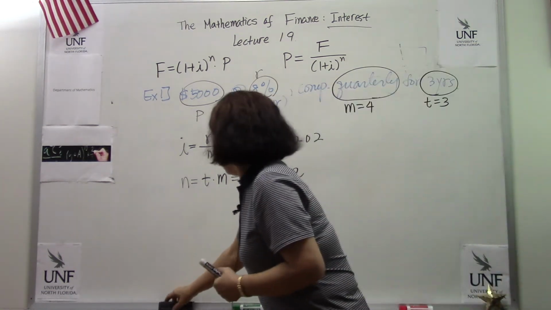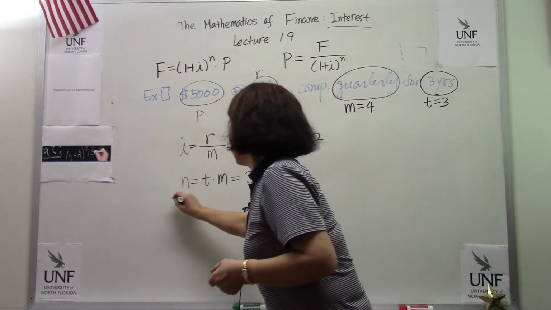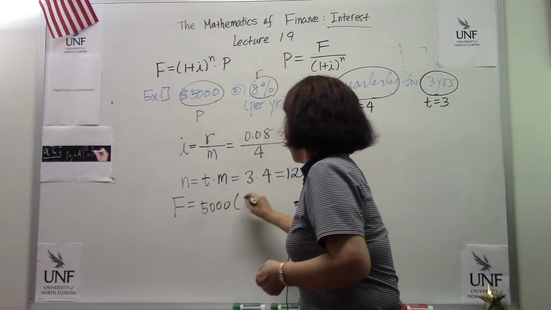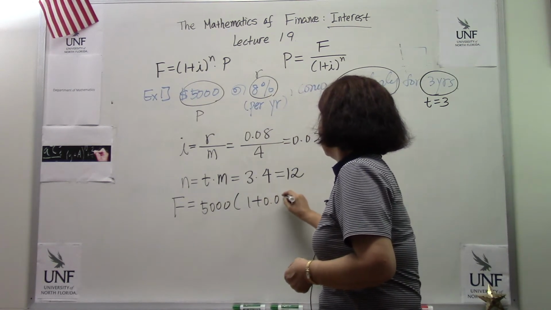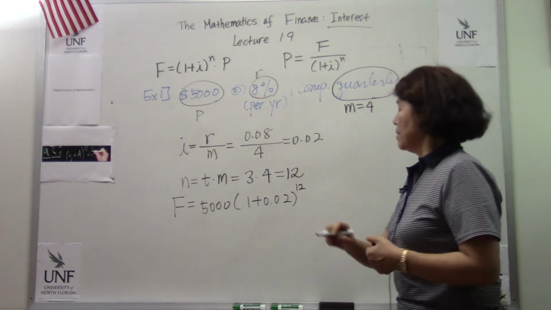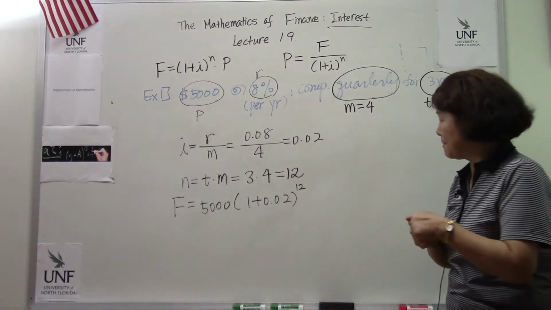So once it's done, what is that? We compute future value. So 5,000 times 1 plus 0.02 to the what power? Yes, 12 power. I put P first, okay? Doesn't matter, of course, right?